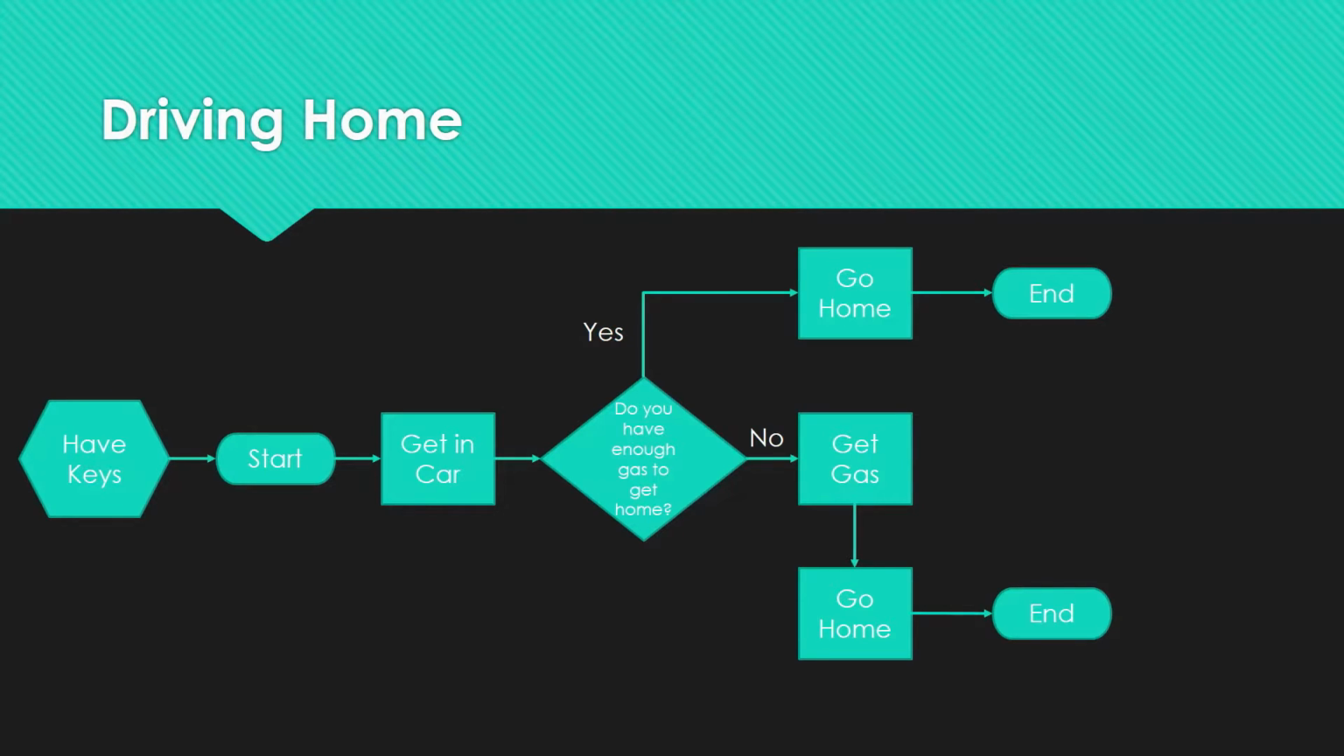Here's a simple example of a flowchart of just driving home. So for preparation, we have to have our keys to unlock our car. So we start by unlocking our car and getting in it, and then we can see, do we have enough gas to get home? If we do, then we simply just go home. But if we don't, then we have to stop at the gas station before we go home. And then the process ends.